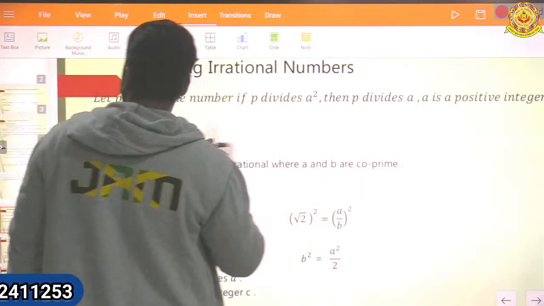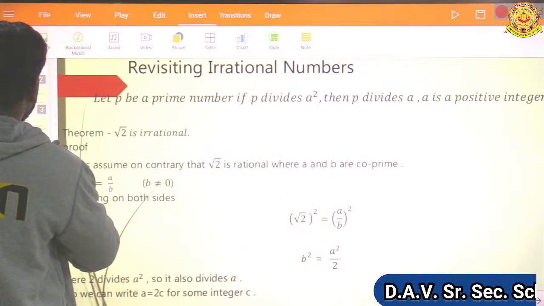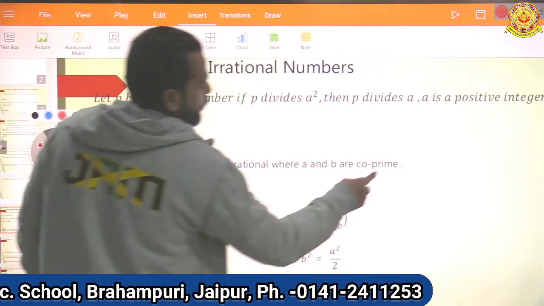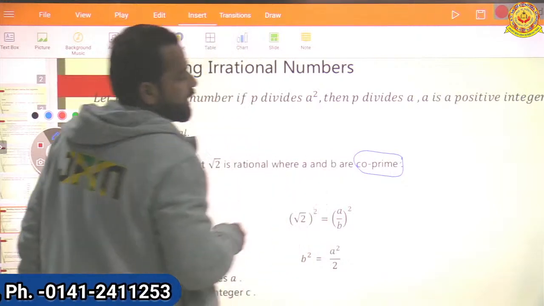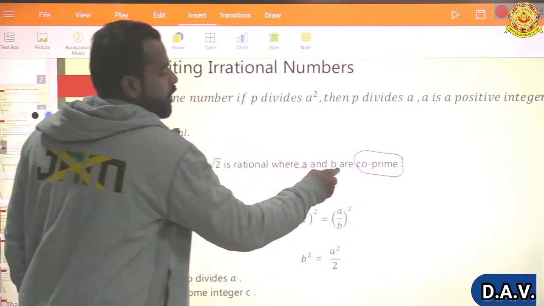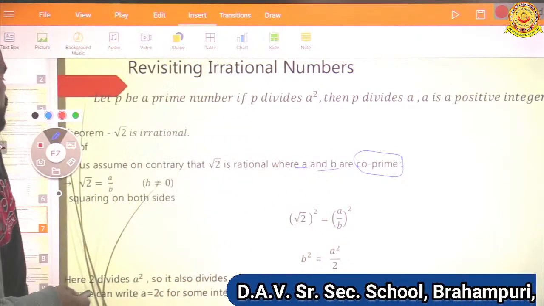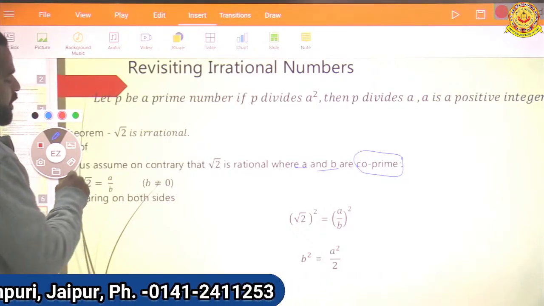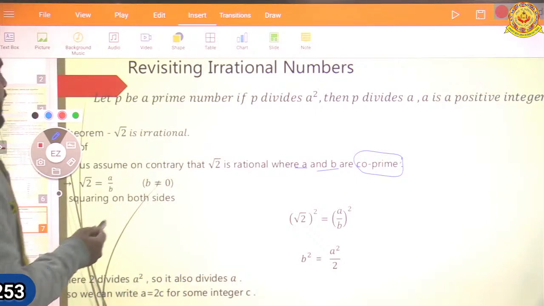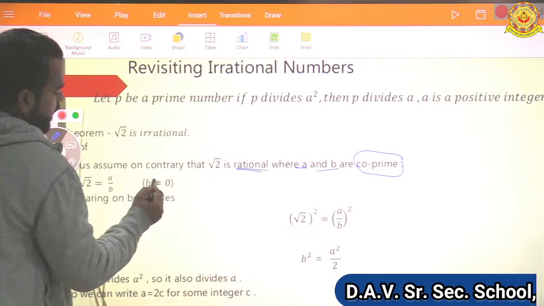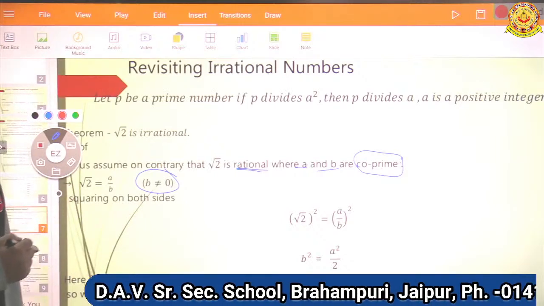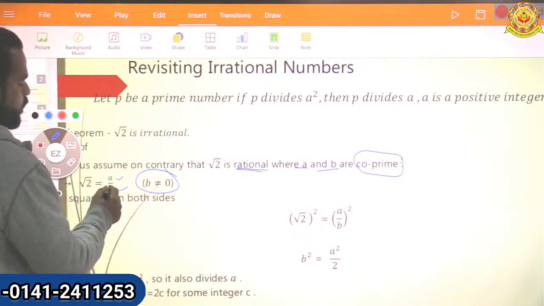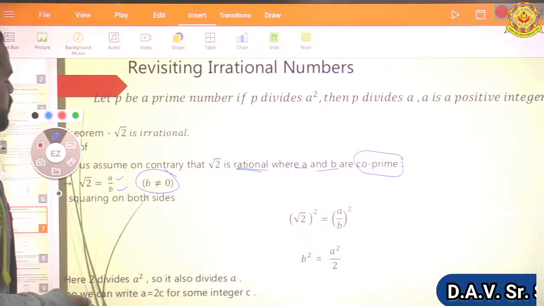So these a and b are co-prime. If a and b are co-prime, that means we cannot divide them further. So under root 2 can be represented in the form of a upon b, and because it is a rational number, b will not equal 0, correct, and a and b are co-prime, so we cannot cancel it further.